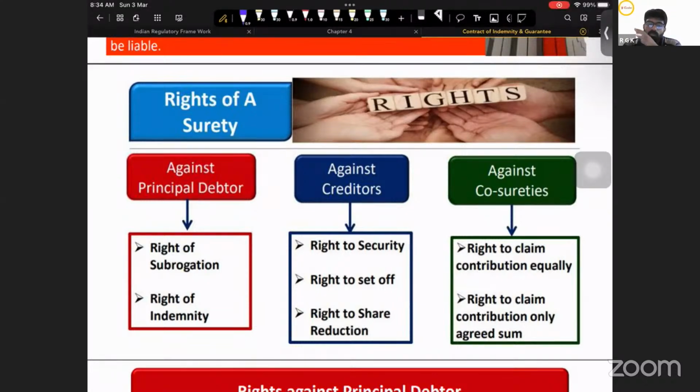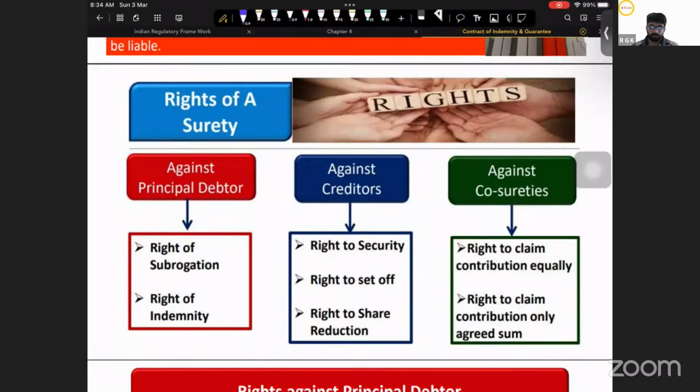And whenever there is a co-surety, means another person who is appointed as surety or who is giving a guarantee along with one surety, such persons are called as co-sureties. Against such co-sureties also, there are certain rights which can be enjoyed. Topic wise, we need to discuss all these things now. So let us try to analyze this. First thing is, against principal debtor, there are two rights that a surety enjoys. One is right of subrogation, the other one is right of indemnity.